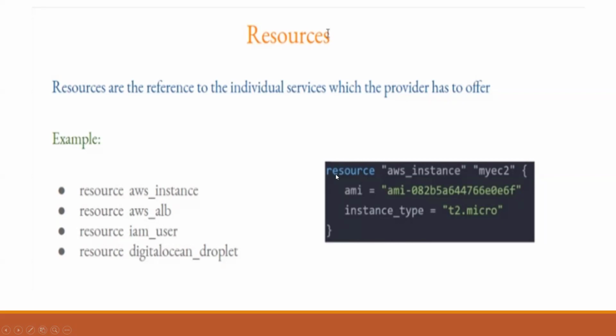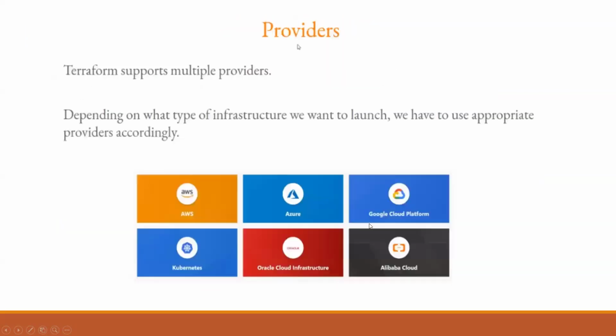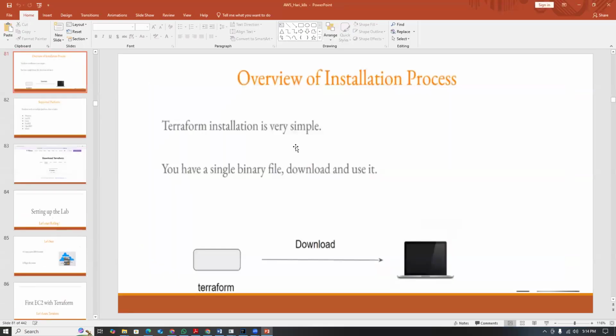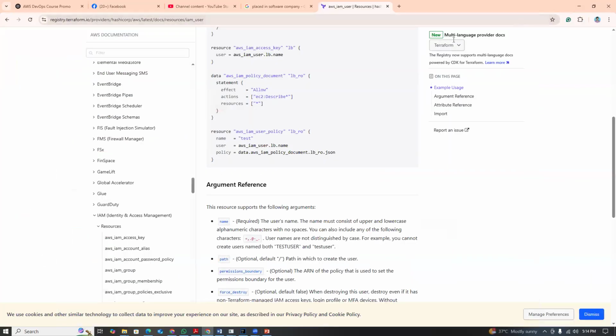So how can you create the resource? This is the function for the resource AWS underscore instance, my EC2 instance, AMI, and instance type. Okay, guys, understood? Is it understood? Yes, sir.